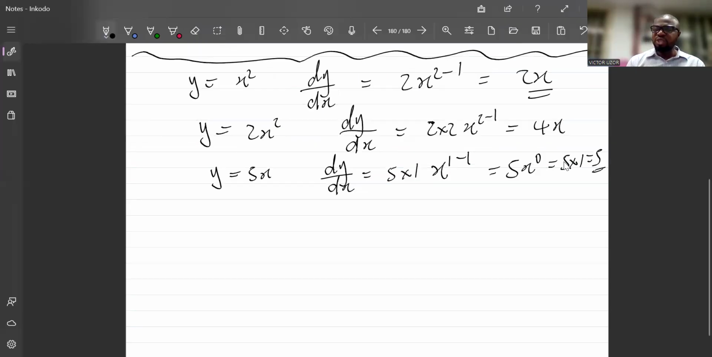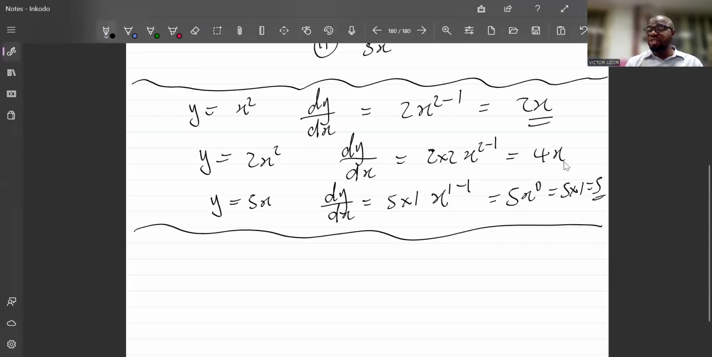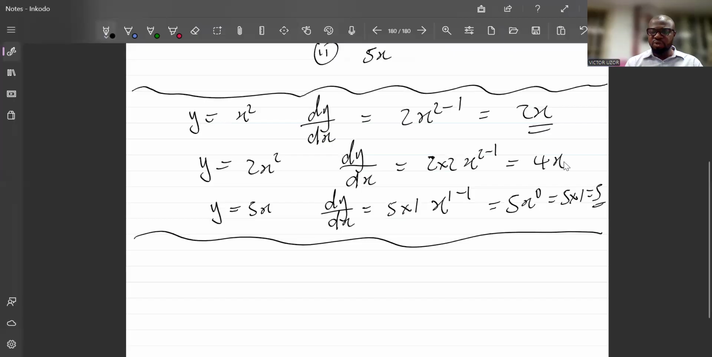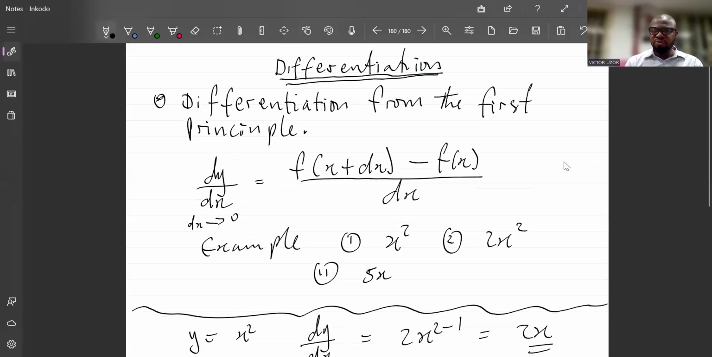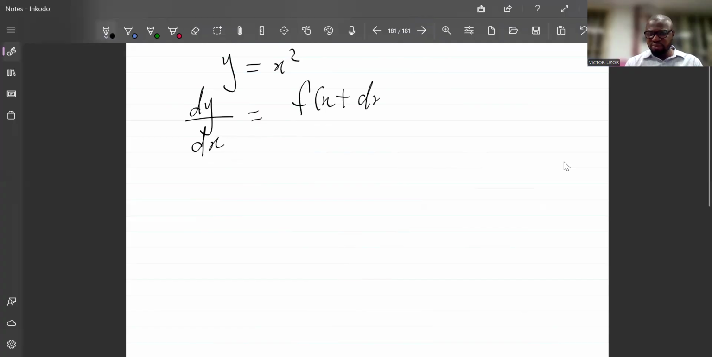So how do you define using first principle? Now we already know the answer of what we are differentiating, I mean to say. So let's use first principle to solve them. Now using first principle, remember this formula here, I'm going to move to the next page. I want to use first principle to solve y is equal to x squared. Remember I told you that the formula is dy over dx is equal to the function of x plus dx minus the function, all over dx as dx approaches 0.